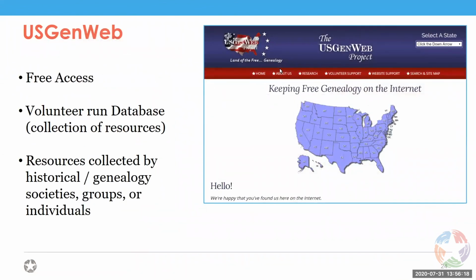Now, the US GenWeb, or specifically the US GenWeb Project, is a free access resource. It is a database that's run by volunteers. So it's really a collection of resources that have been collected by historical or genealogical societies, groups or individuals. And you might be able to discover the names of other publications that existed at different periods of history. You have the access points of being able to click on each of the states, and then you can click on each of the counties or parishes to drill down.